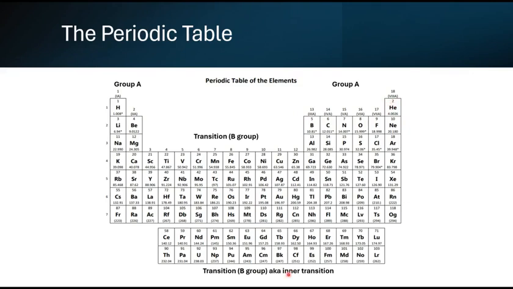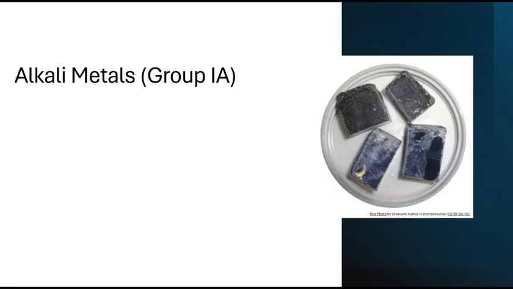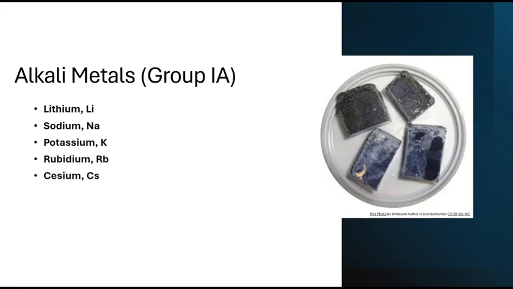The transition group, or B group, are these columns here, and these columns down here at the bottom, which are part of the transition. Going across are rows, but up and down are columns. The alkali metals are group 1A. Make sure that you know how to spell the name correctly and the chemical symbol of the following: lithium, sodium, potassium, rubidium, cesium, and francium.